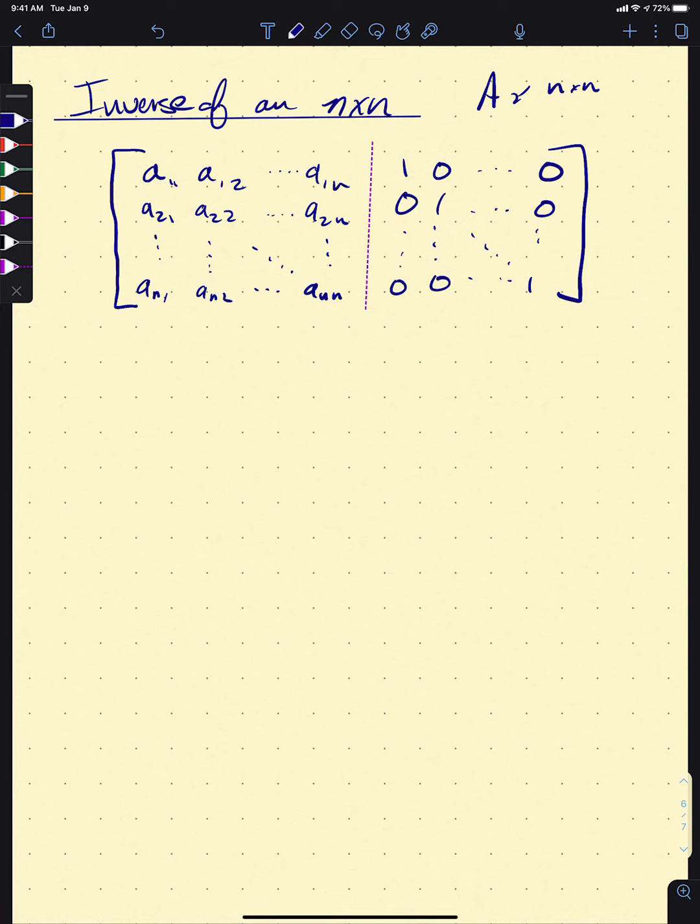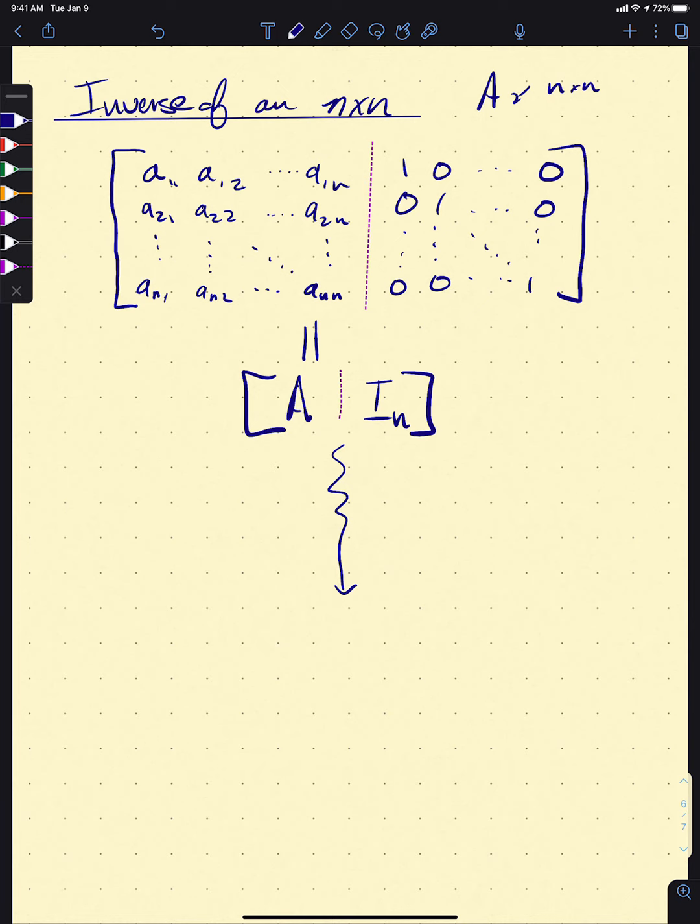So if you want to think about these as blocks, this is equal to the matrix A, and then we're augmenting that with the identity, okay? And then here's what we're going to do. We're going to use the elementary row operations that we looked at over the past couple weeks on this matrix, okay? And if we do that step by step, this guy is going to get transformed, right?